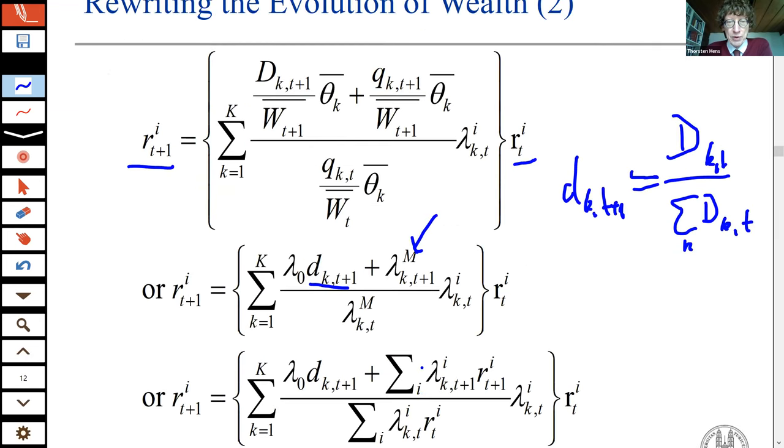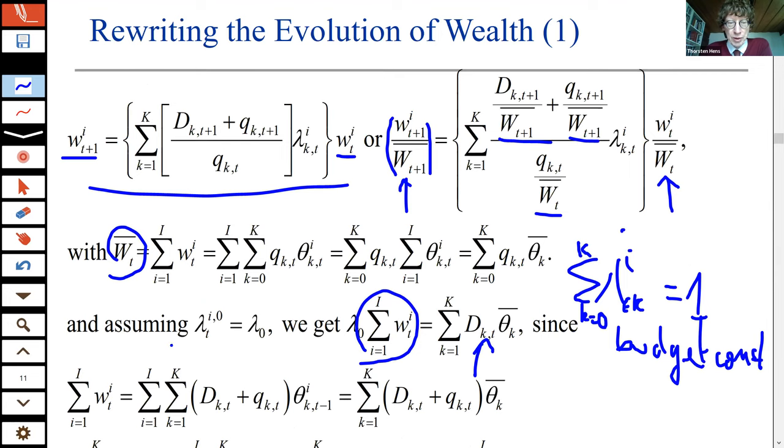And if you go back, where did we assume this? It was here. And so when we do the relation between the aggregate wealth and the aggregate dividends, we assume a common consumption rate.